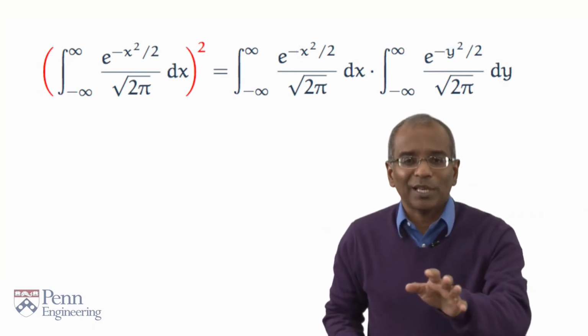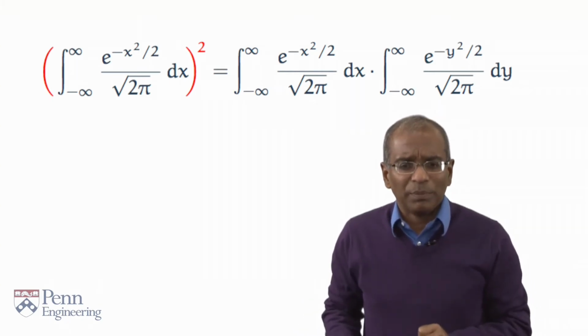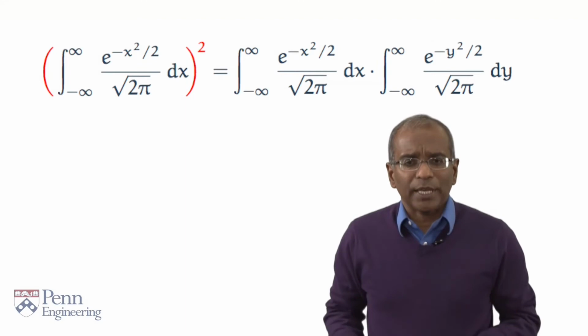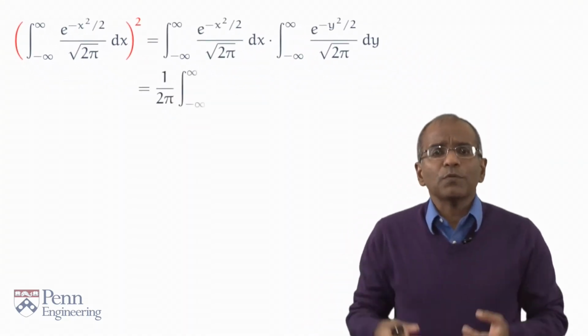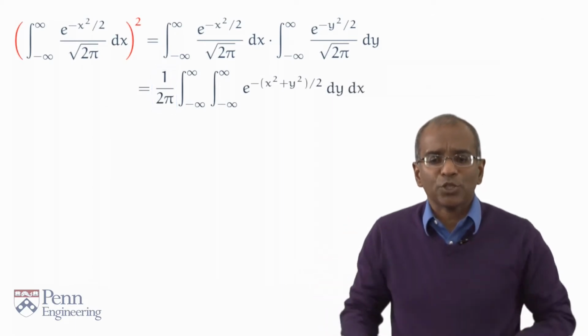This is not already looking promising. It looks a lot worse than the integral we started with. But again, bear with me. Let's assemble these integrals together. There are two square root of 2 pi's in the denominator. Multiply them, you get a 2 pi. Pull them out of the integral. They don't depend on x or y.